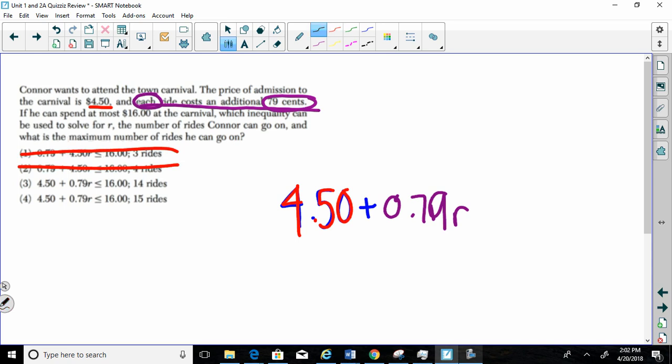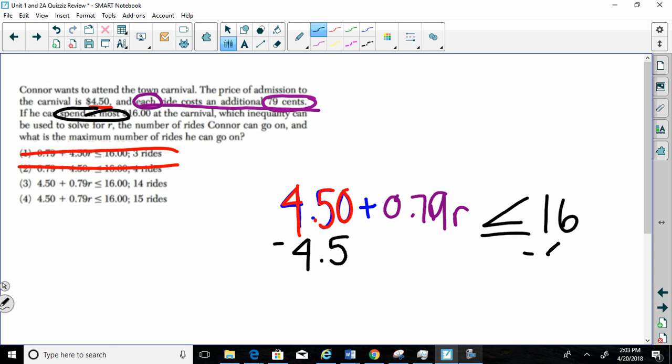So we need to make sure the sign is right. The signs are both the same, but if they could spend at most $16, that's one we have trouble with, right? If I could have at most $16, could I spend $17? No. Could I spend $15? Yes. So would it be less than or greater than? Less than or equal to, right? Now they want me to get R by itself. So what do I move first? 4.5 to both sides. And when you get that, you end up getting 0.79 R is less than or equal to, what do you get?